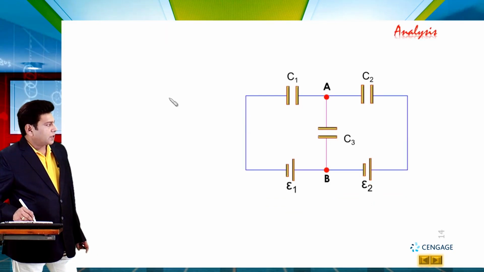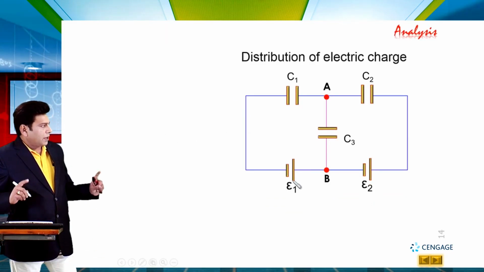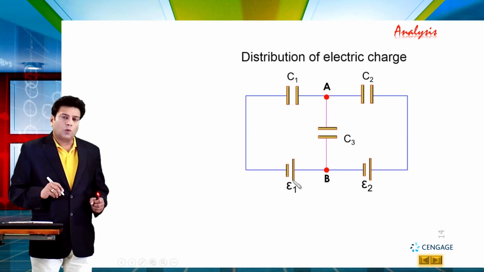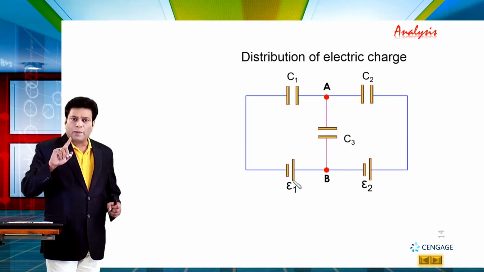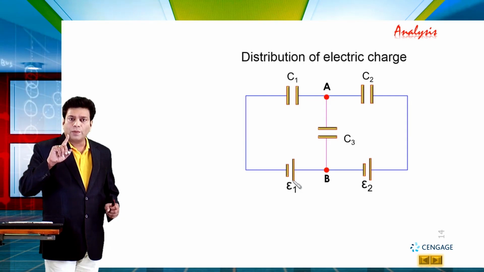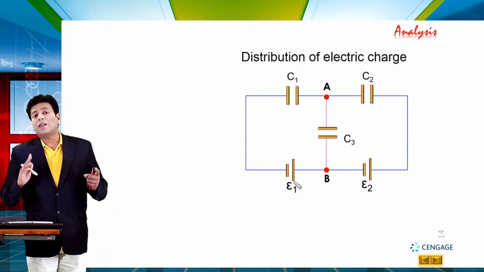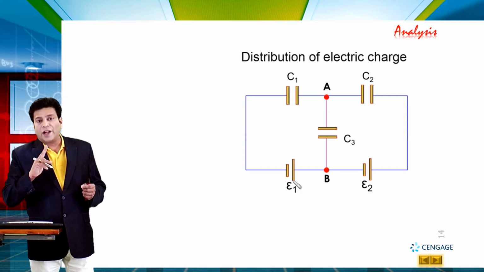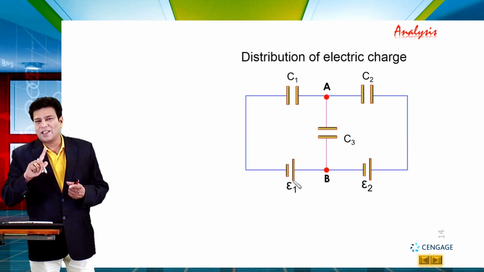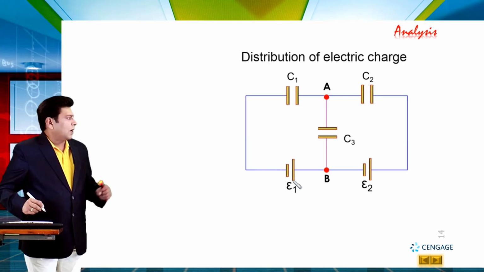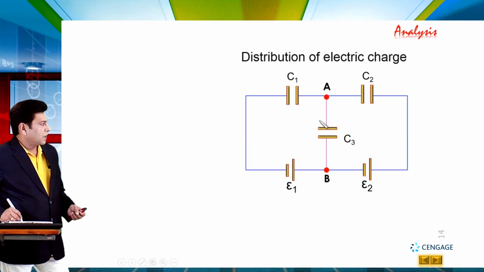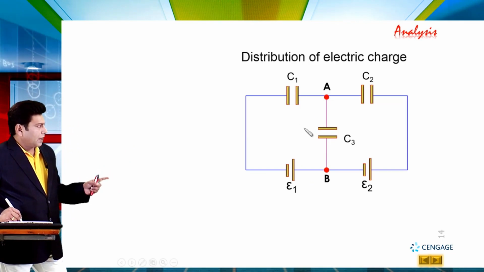So let us make this circuit again. And in the distribution of the charge, what we do? We take any of the battery and start flowing charge from that battery. Keeping in mind, battery is not the generator or creator of the charge, it is just a charge pump. So let us start from battery E1 and let us flow the charge Q in the right direction, that will reach to point B.